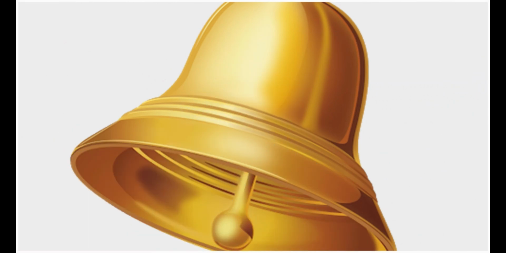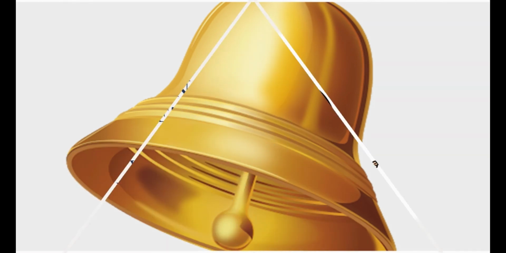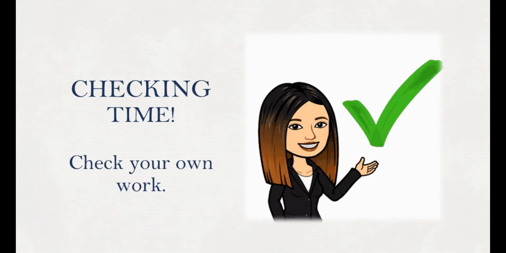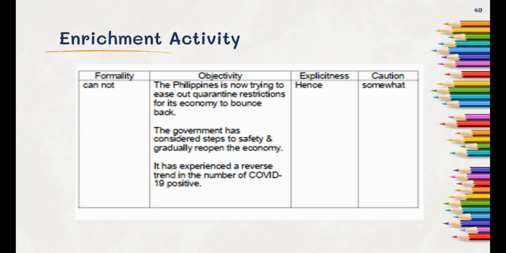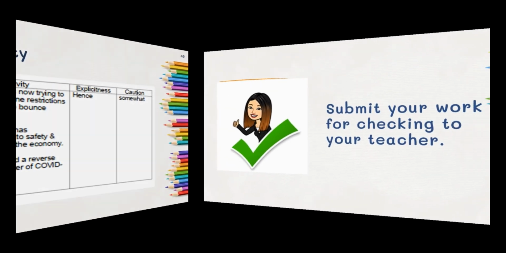It's checking time. Let's see how well you did. Were you able to identify the features of academic writing in the article? Pause this video while you check your own work. Submit your work to your teacher for checking. Now you're all set for lesson 2.